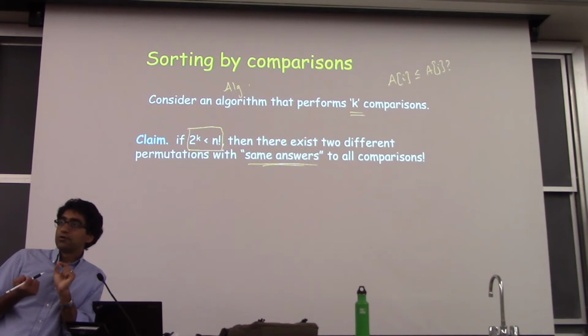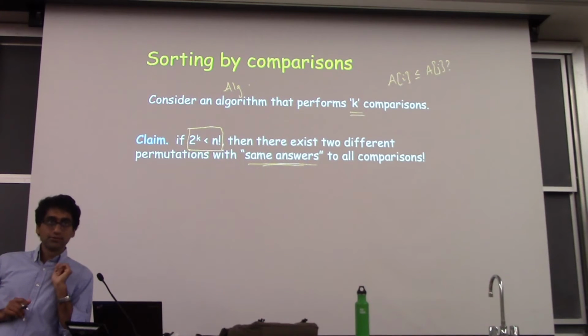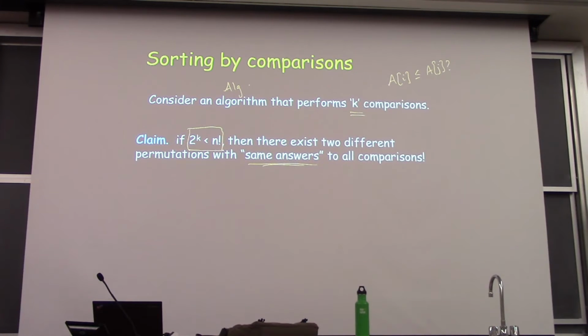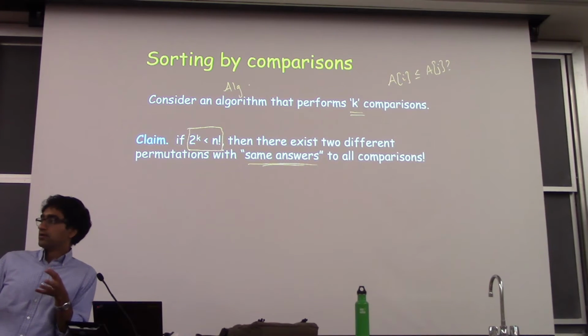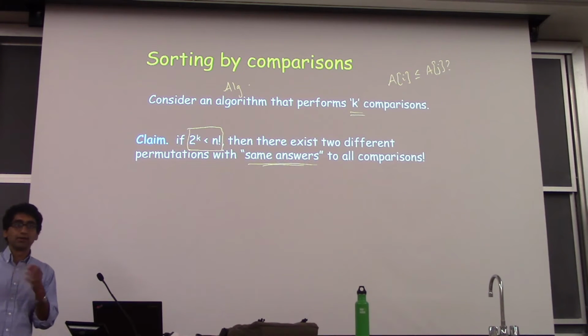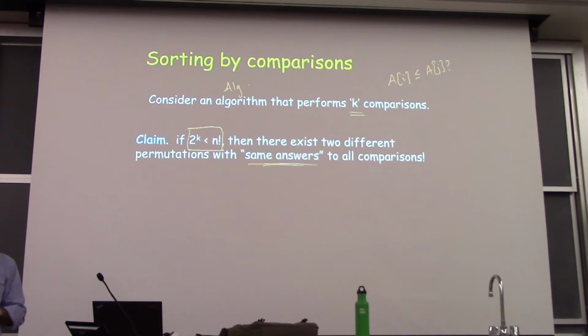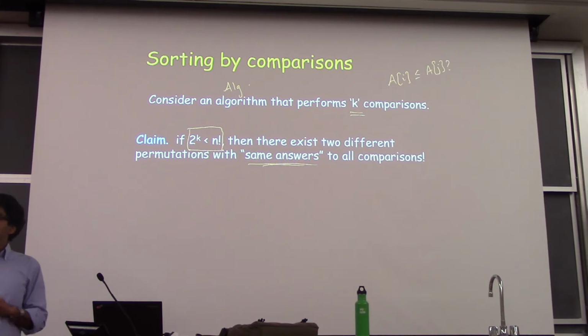So what this means is, if it asks you k queries, there are only 2 to the k possible answers you could give, because every answer is just yes or no. And the algorithm goes and does something once you give it an answer, but that doesn't matter. So over the course of this algorithm, the total number of answers you could give is only 2 to the k. Is that point clear?